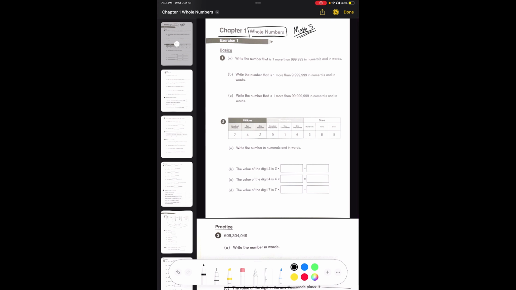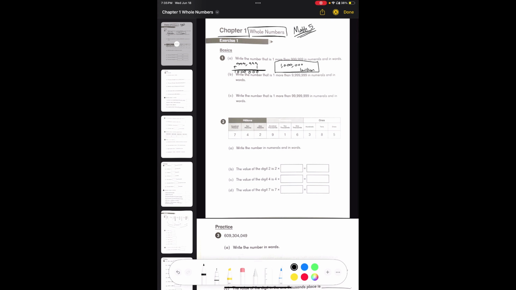So what we are going to do is take 999,999 and add 1 to it. So we end up with 1,000,000, which is 1 million. So this is your answer for part A.